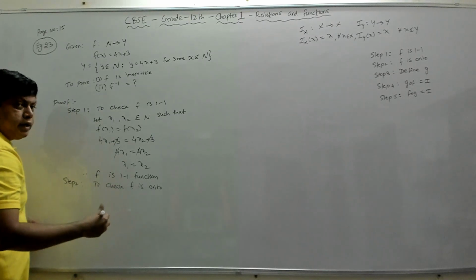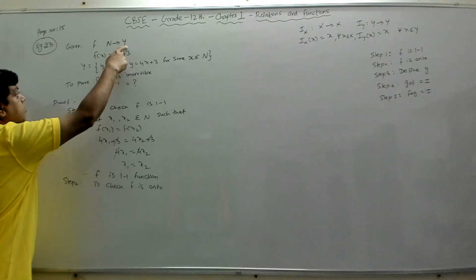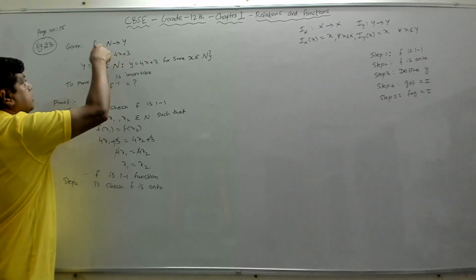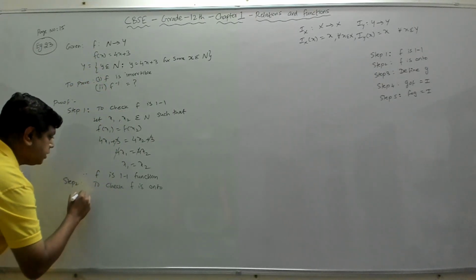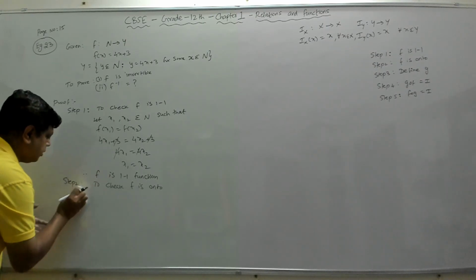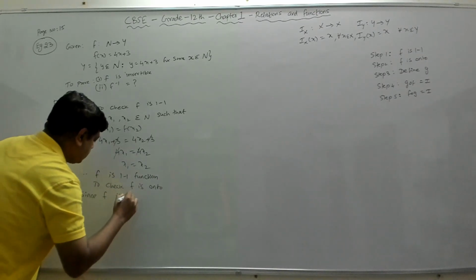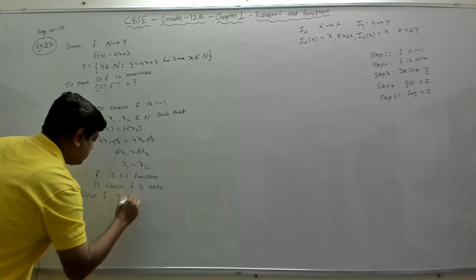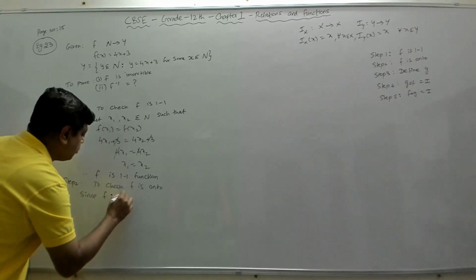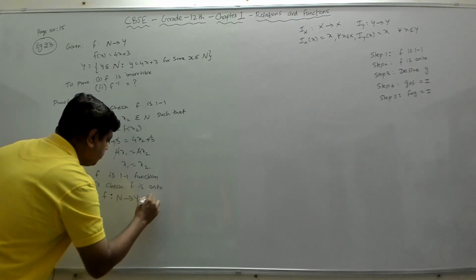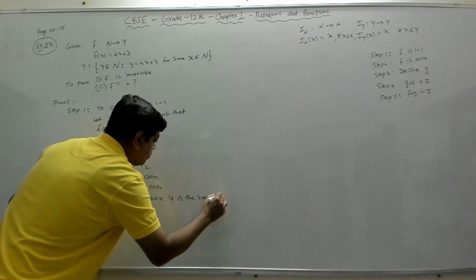So clearly it is onto, because what is onto? For every element y in this set, there should be an x in this set such that f of x is equal to y. So we'll say clearly, since f is from the set n to Y, where Y is the range of f.